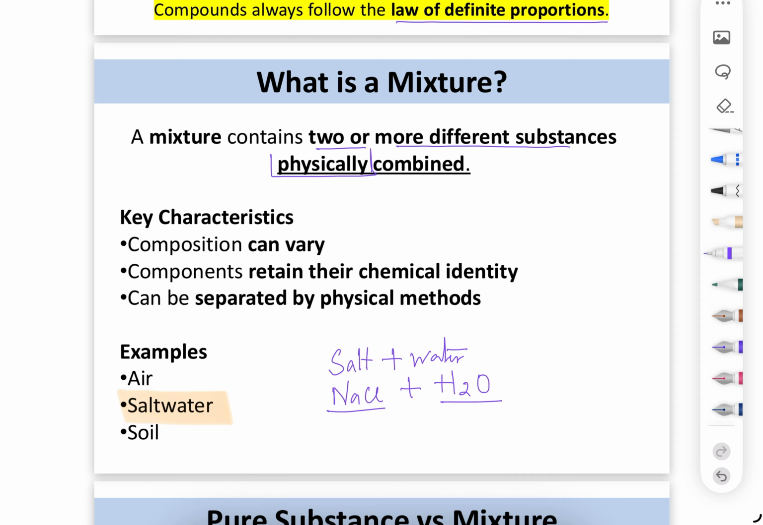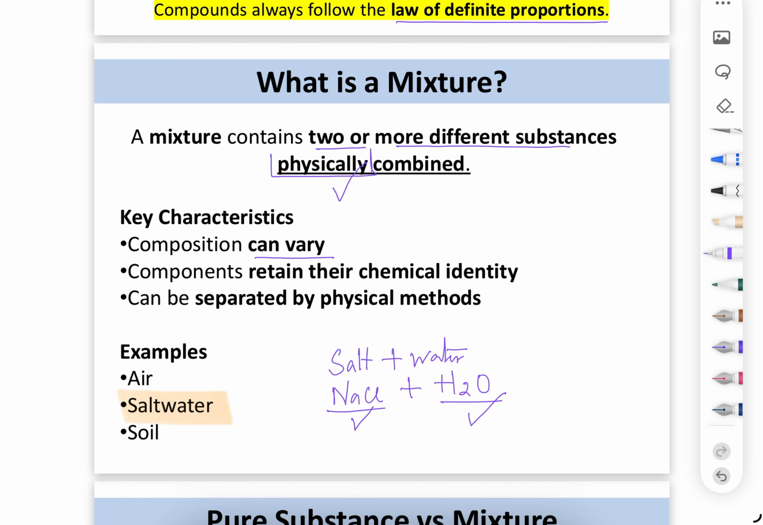They are mixed with each other, but they have maintained their identity. Water is water, sodium chloride is sodium chloride. You have just mixed them and you can separate them easily. So they are different substances physically combined.